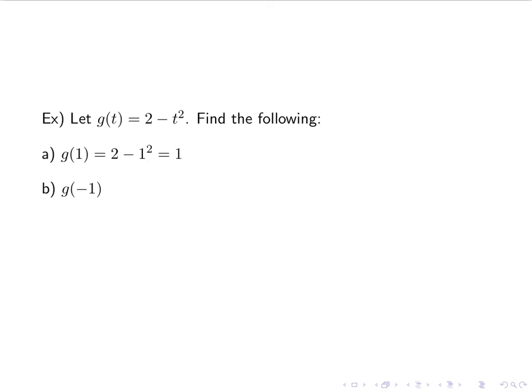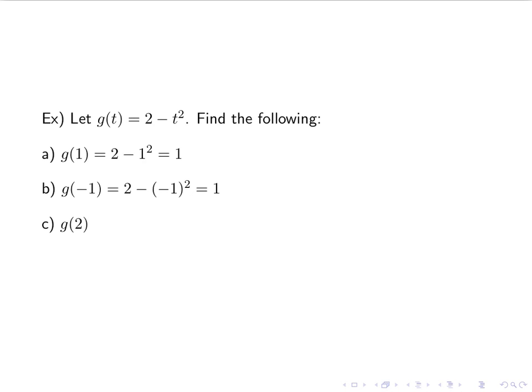How about g of negative 1? Here you have to be really careful. Again, remember it's order of operations. I'm squaring the t first. The t is negative 1, so I'm squaring negative 1, which is still 1. So it's still 2 minus 1, which is still 1.